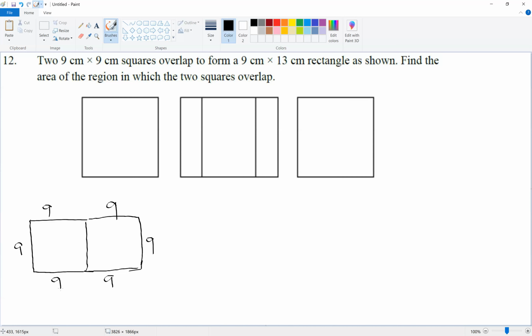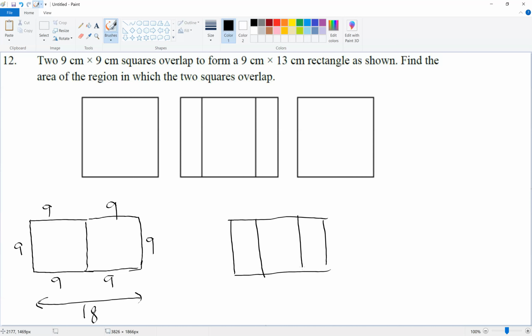So if I put the squares side by side, this is how it looks, right? Yeah. So what is this length? It's 18, correct? Yes. But the picture says this is 13, correct? Yes. So how much were they squeezed? From 18, it became 13. So doesn't that mean they were squeezed by 5 units? Yeah, because from 18, it became 13.